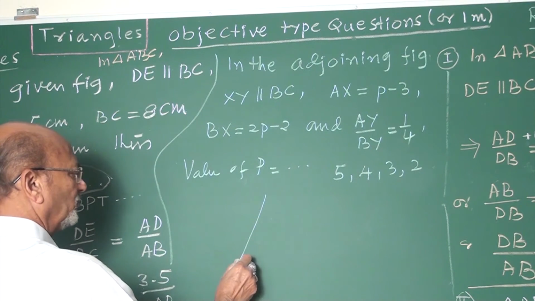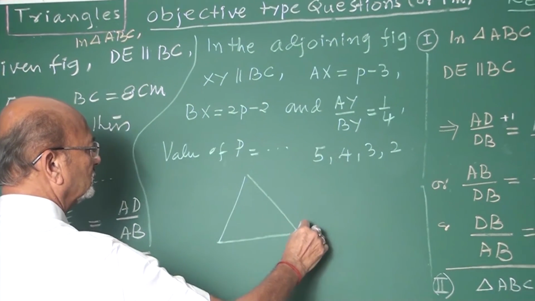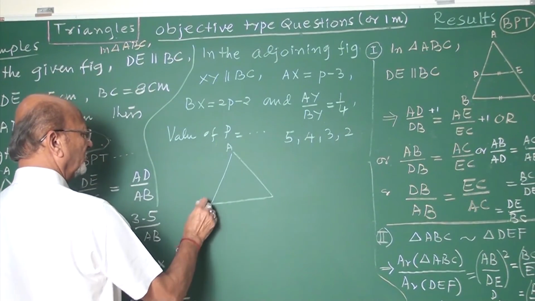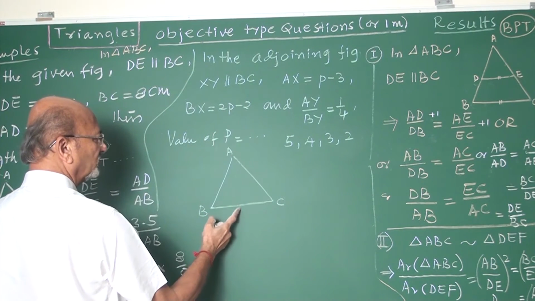Figure is always very important, my friends. In triangle ABC, adjoining figure means it is this itself. They never give that ABC is a triangle. They will explain this example with the help of the figure.